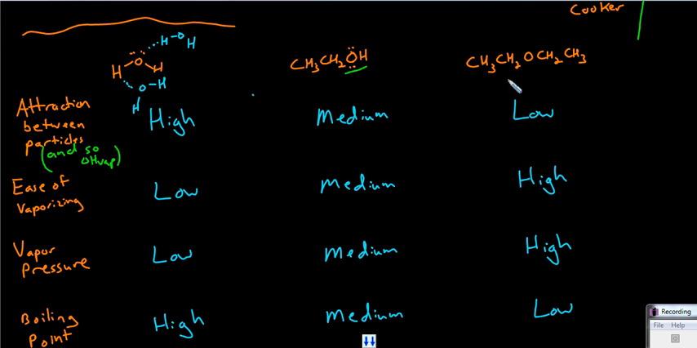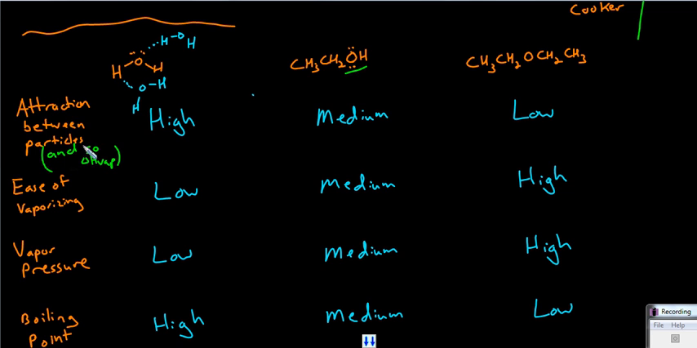And then we finally have diethyl ether. You note that there are no hydrogens on oxygens. Here, all the hydrogens are covalently bound to carbons. Not being able to hydrogen bond and not being as polar as water and ethyl alcohol, it has a relatively low attraction between its particles.